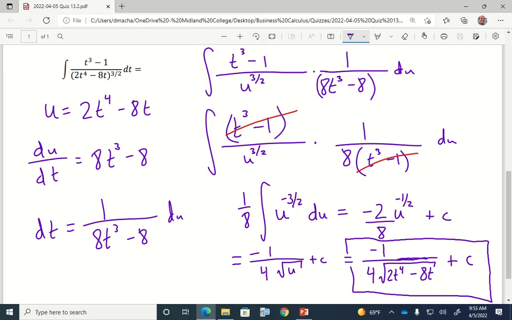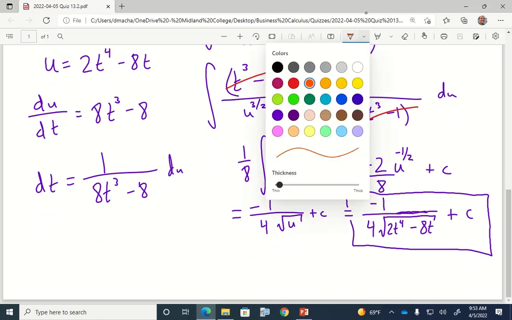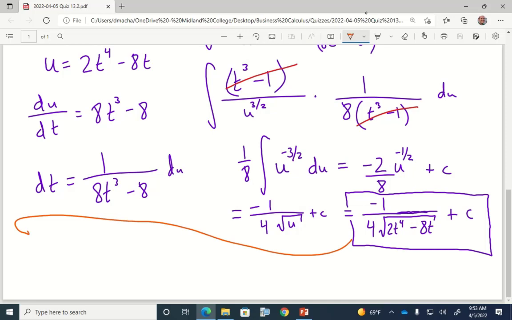If we wanted to check our work and make sure we got our answer right, since this was such a long question, all we have to do is take the derivative of our answer and see if we get back our original integrand. So if I take this and I take the derivative with respect to t, I'm gonna rewrite this a little bit to make it easier to take my derivative.